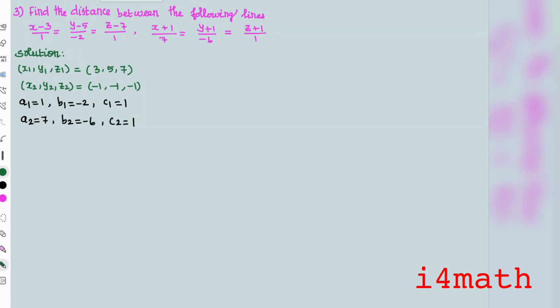From the denominators of the two lines, we can write a1, b1, c1. That is a1 equal to 1, b1 equal to minus 2, c1 equal to 1. And then a2 equal to 7, b2 equal to minus 6, and c2 equal to 1.